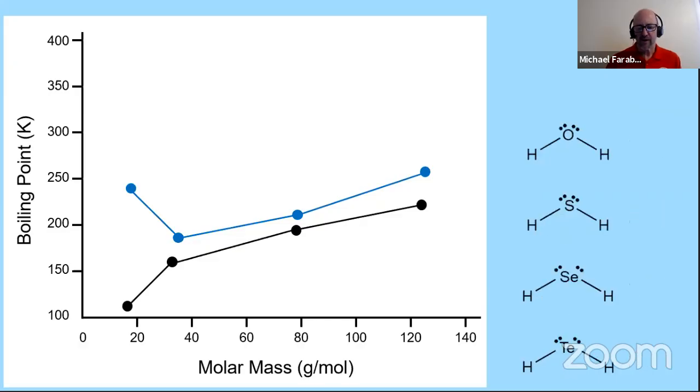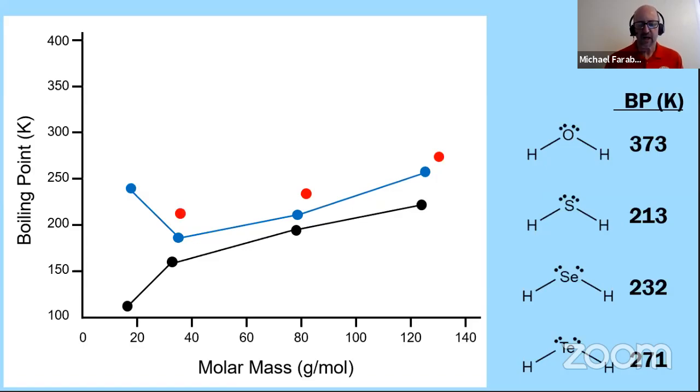Here we have H2O, H2S, H2Se, selenium, and H2Te, tellurium. Let me start with the tellurium hydride. Now, selenium has a smaller electron cloud, so weaker London dispersion forces. Sulfur has a smaller electron cloud. You would predict, if we kept going in this trend, that since oxygen has an even smaller electron cloud, the boiling point of water might be around 200 Kelvin. In fact, it is also much higher. So we'll talk about that in just a second.